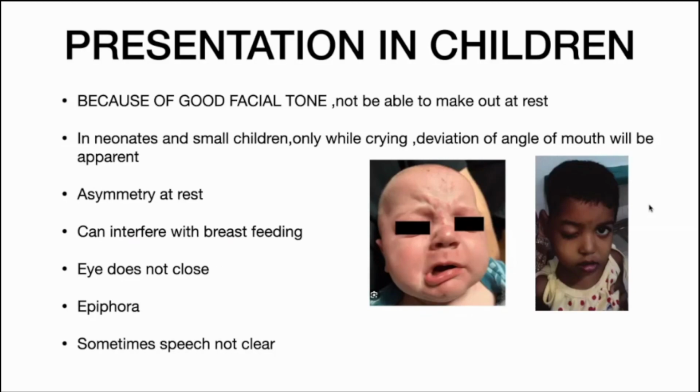How does facial palsy in a child present? Sometimes, because of good facial tone, you're not able to make out the facial palsy at rest. In neonates and small children, only when the child cries is there deviation of the angle of the mouth, or there could be asymmetry at rest. A small child may not be able to suckle. The eyes do not close.